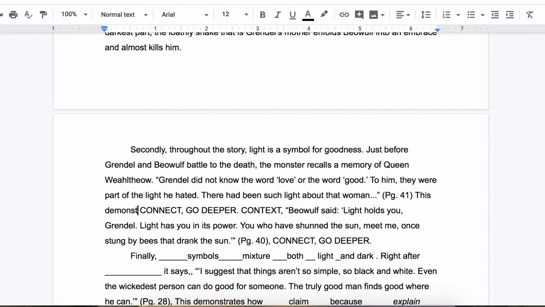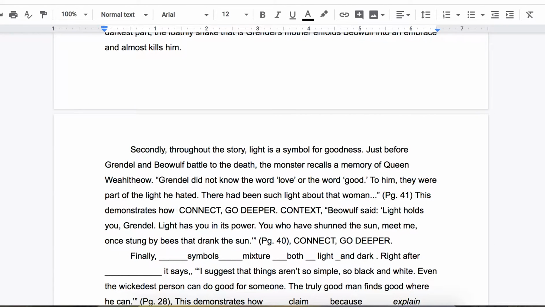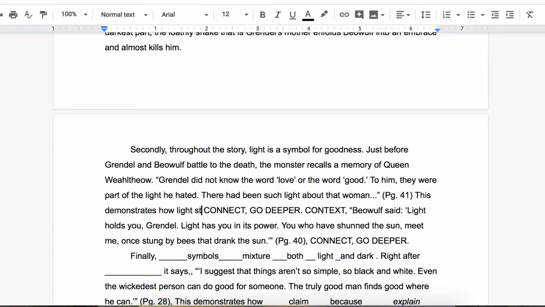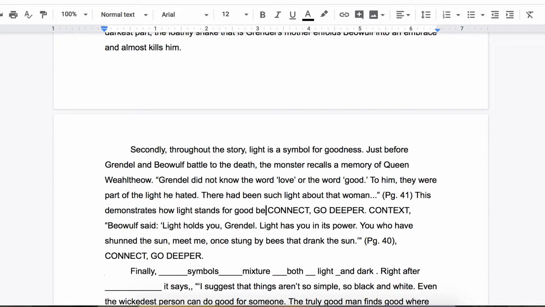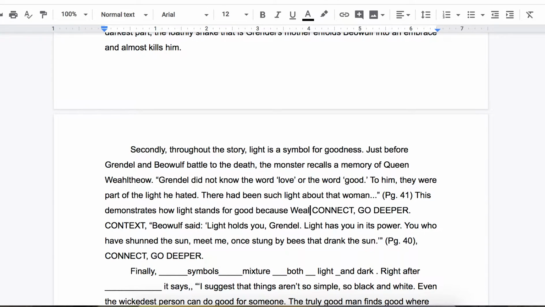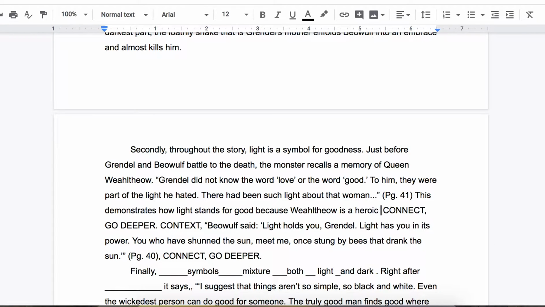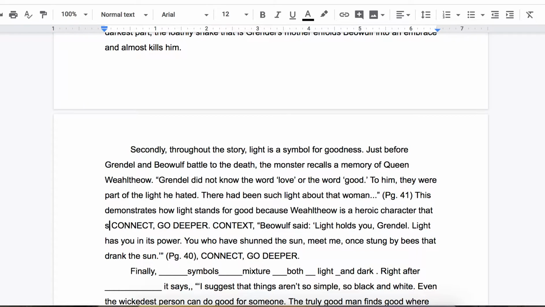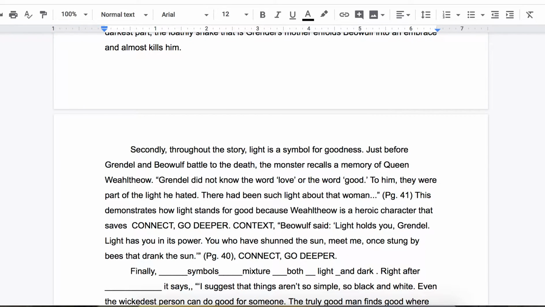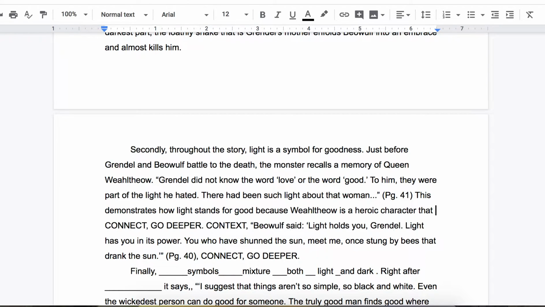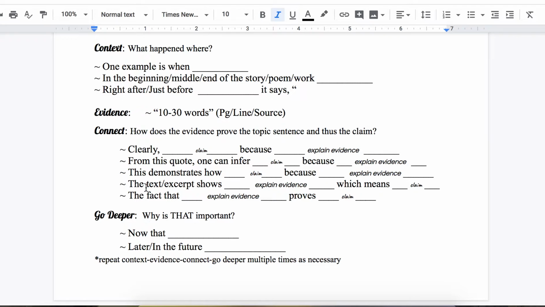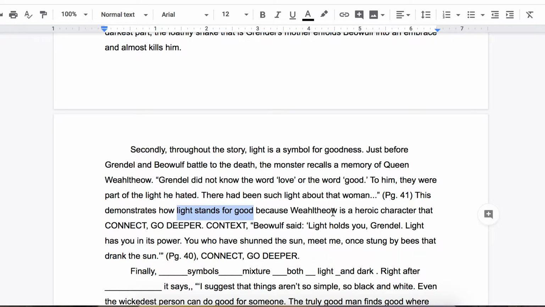This demonstrates how light stands for good because Wealhtheow is a heroic character that saves, let's go ahead. So this is our claim. Light stands for good. If you look at the essay structure, it says this demonstrates how, and you say the claim, and then because. So what is it in this that shows that she stands for good?